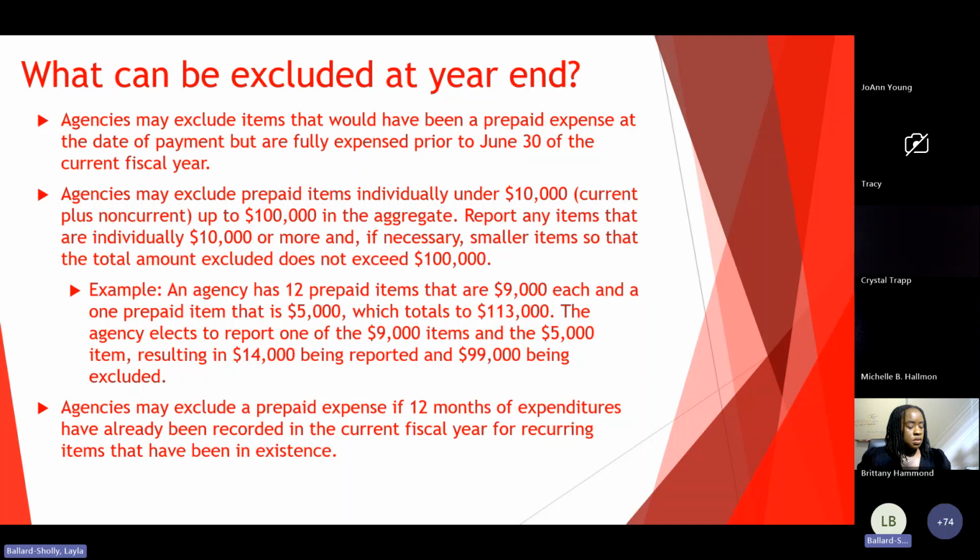Last one, agencies may exclude a prepaid expense of 12 months of expenditures already been recorded in the current fiscal year for recurring items that have been in existence in prior years. And this is the one that I think was written in the past more as you got to do this. So the key thing with this is the recurring items that have been in existence. This is really more for things that are, monthly utility bills, phone bills, that kind of stuff.